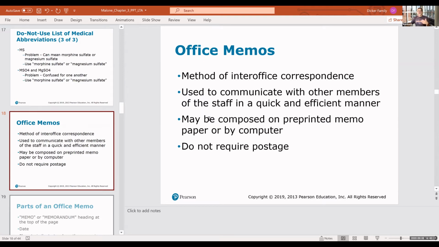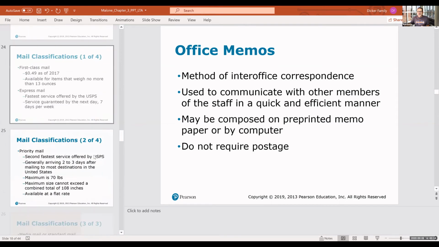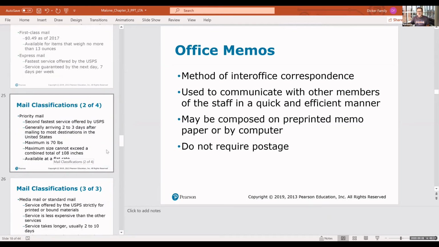Okay, inter-office memos, these are just correspondences. They're typically not official. They're usually just for office use. That has nothing to do with patients, or with sending the patient these memos. So it could be things like somebody's going to be on vacation, or maybe there's a change to some inter-office procedure that only the office personnel needs to use. Okay, we're going to skip the stuff on the envelopes and all of that. Just know that standard business size envelopes are number 10.